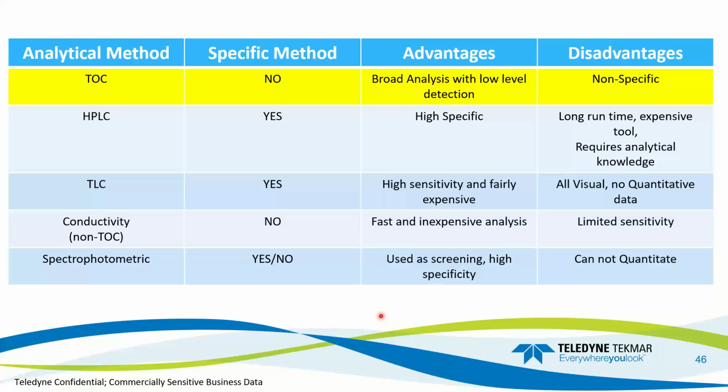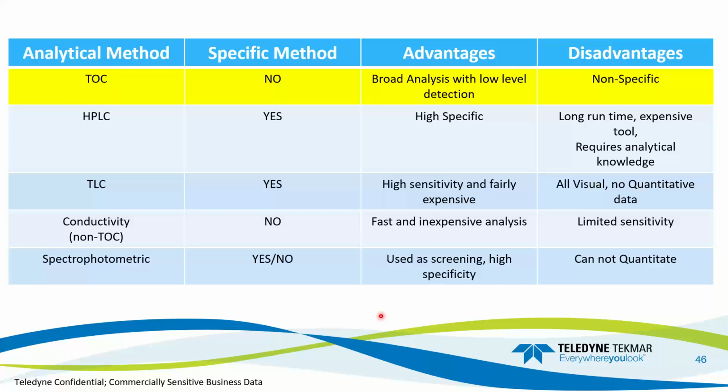So when we start looking at different types of methodologies, we have TOC, high performance liquid chromatography, TLC, conductivity, and spectrophotometric techniques. Well, are they specific or not? TOC is a non-specific method because we're going to analyze carbon. We don't care if it's certain types of compounds. We just know there's carbon there, and carbon shows activeness of biological.